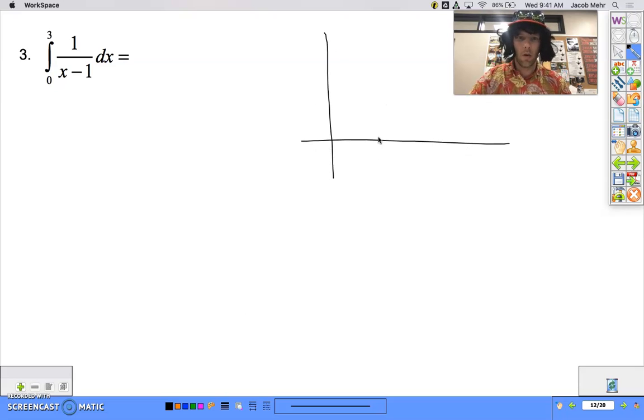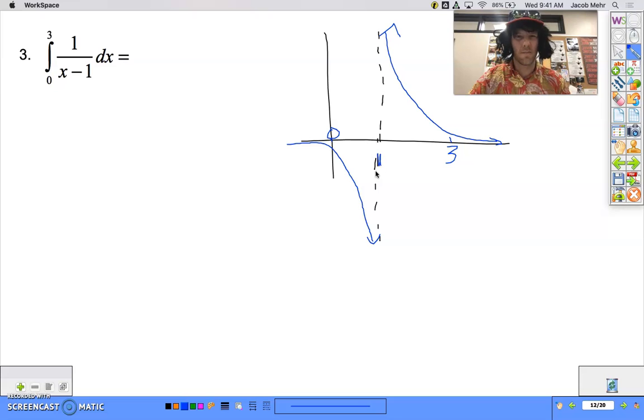So at 1, we have a vertical asymptote. And this graph, of course, would look like 1 over x, just shifted to the right one. So it's going to look like this and that. And we're interested in the integral from 0 to 3. And remember, this vertical asymptote happens at 1. So what's going to happen with this?